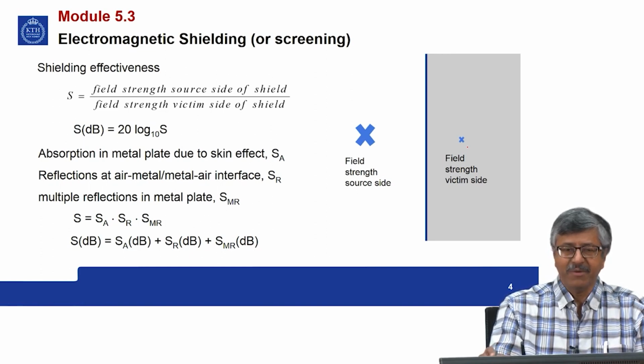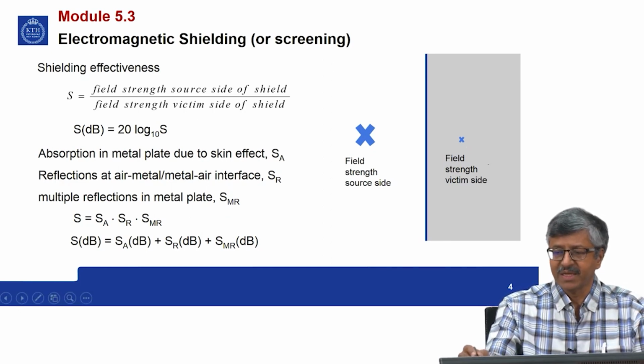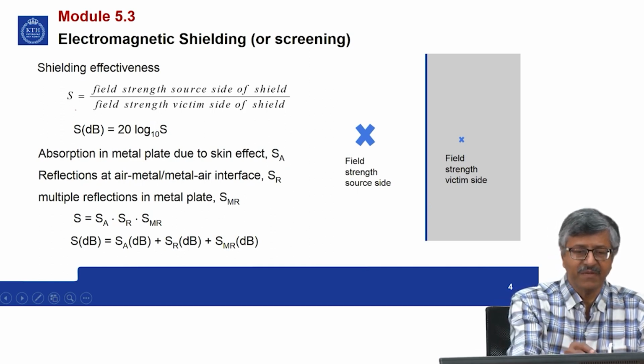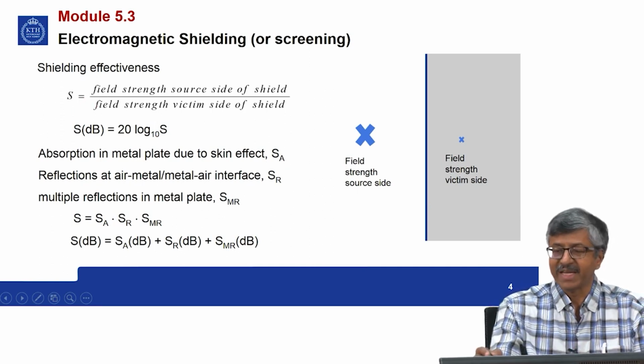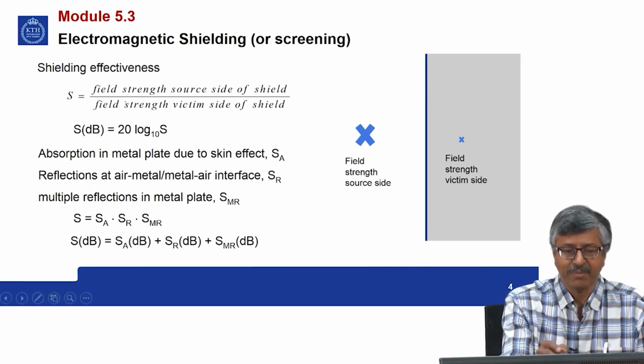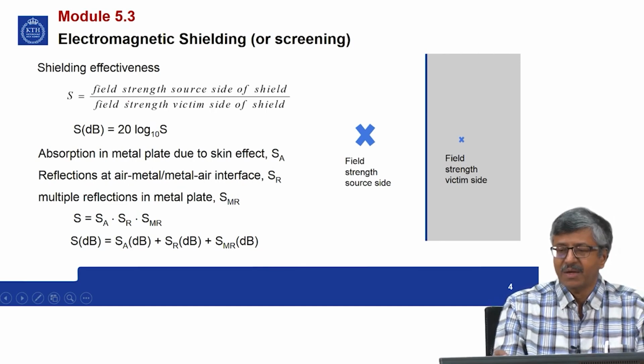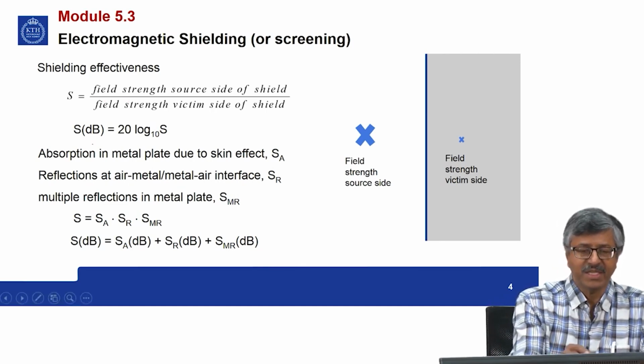Now, shielding effectiveness is defined as field strength source side divided by field strength in the victim side. So, if you have some shielding, then shielding effectiveness S will be always greater than 1, because on the outside it will be larger field, inside it will be smaller field. So, you want to have a number greater than 1. Logarithmically or in decimal, it is defined as S dB equal to 20 log to the base 10 S.